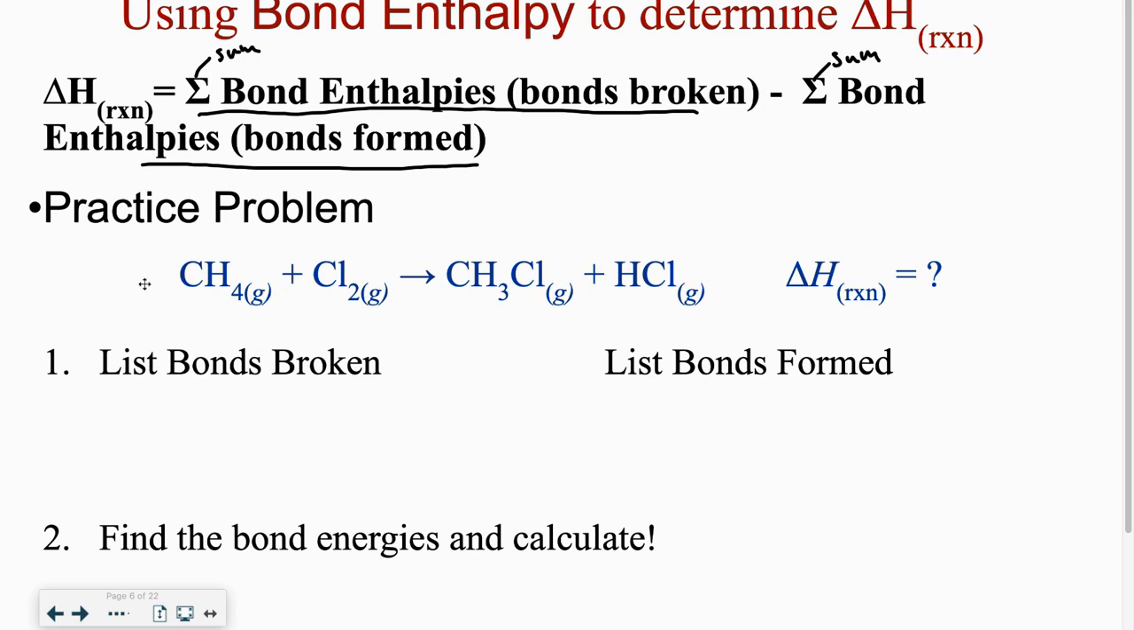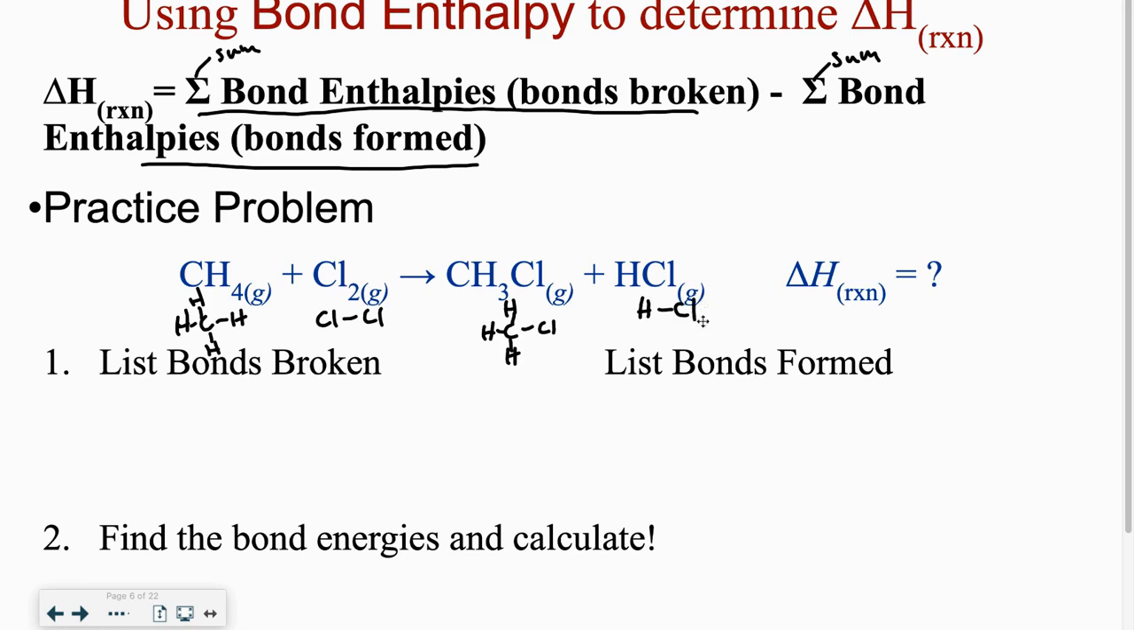So here I'm going to just list out what's broken and list out what's formed. And when we have just these substances like this, we need to draw out some Lewis structures in order to figure out which bonds are being broken and formed. So here I'll just draw out some rough structures. And HCl looks like this.